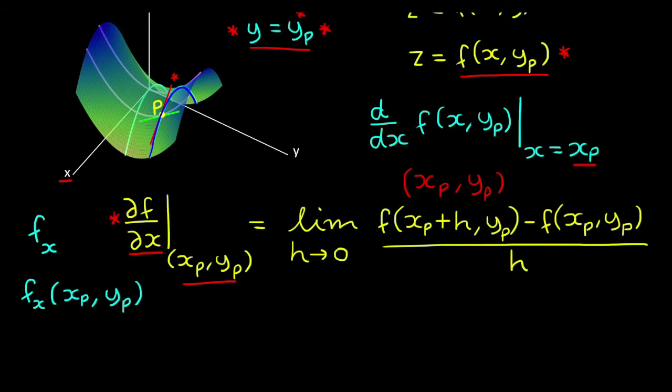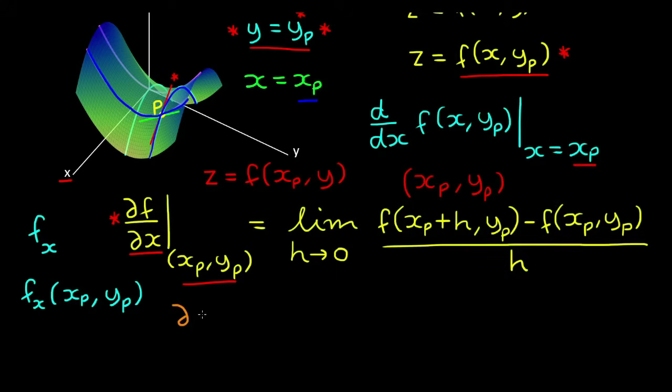Now in a similar way, if we cut the surface with a cutting plane, defined by x is equal to xp, where the plane passes through this point, and our cutting curve is this parabola over here, which lies in this plane that's parallel to the yz plane. So in this case, this curve will be defined by z as a function of y. So x is fixed at some value, and y is the independent variable.